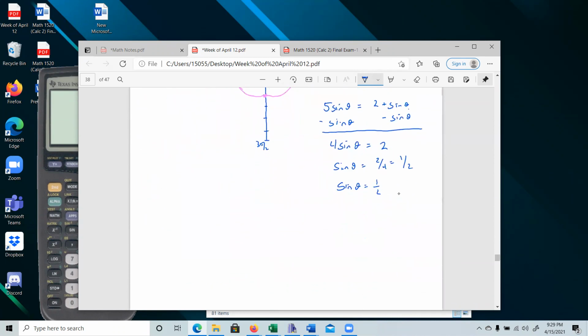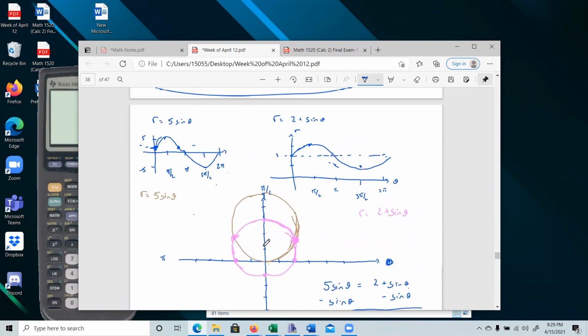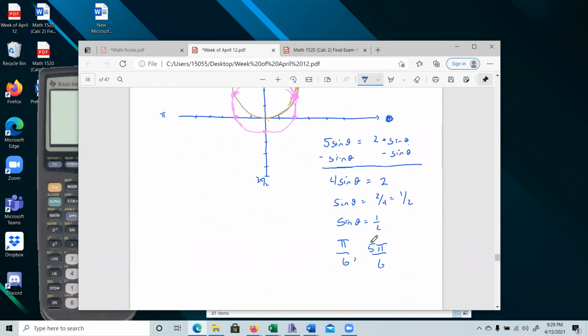Those are going to be pi over 6 and 5 pi over 6. So it's positive a half. It hits in 2 spots. All right, so those are the points of intersection. Those are going to be my limits of integration. When I go ahead and do my integral, it's pi over 6 to 5 pi over 6.